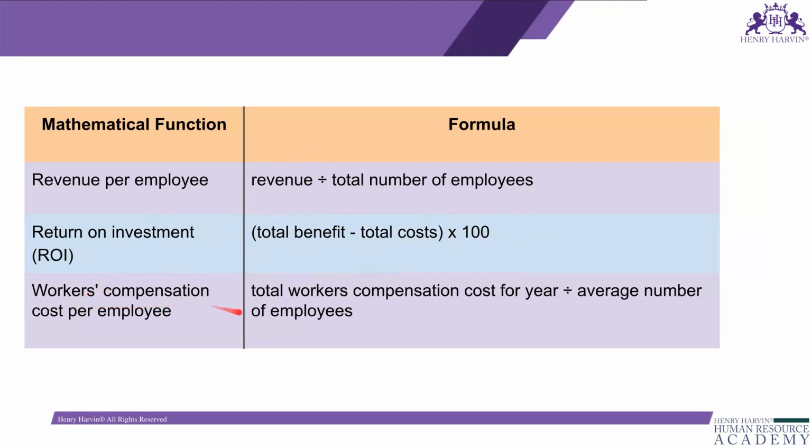Then you have workers' compensation cost per employee. So total workers' compensation for the year divided by the average number of employees is going to give you the workers' compensation cost per employee.